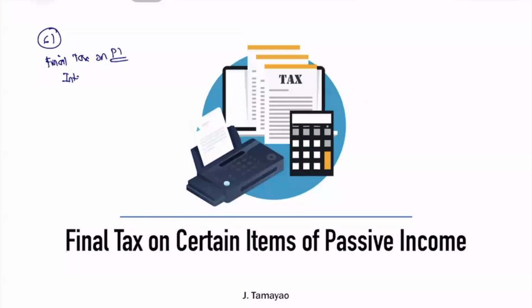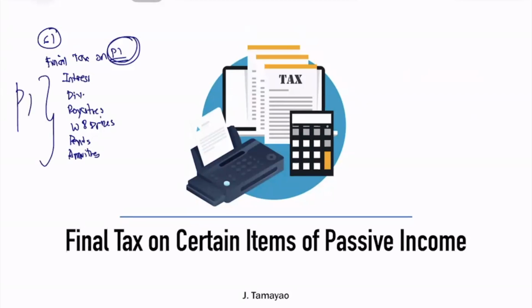We have your interest, we have your dividends, we have your royalties, we have your winnings and prizes. We also have your rents and we also have your annuities. All of these are passive income. So these are all passive income under the enumeration of your gross income. However, we said only interest, dividends, royalties, winnings, and prizes are subject to final tax, while rents and annuities are subject to regular income tax.